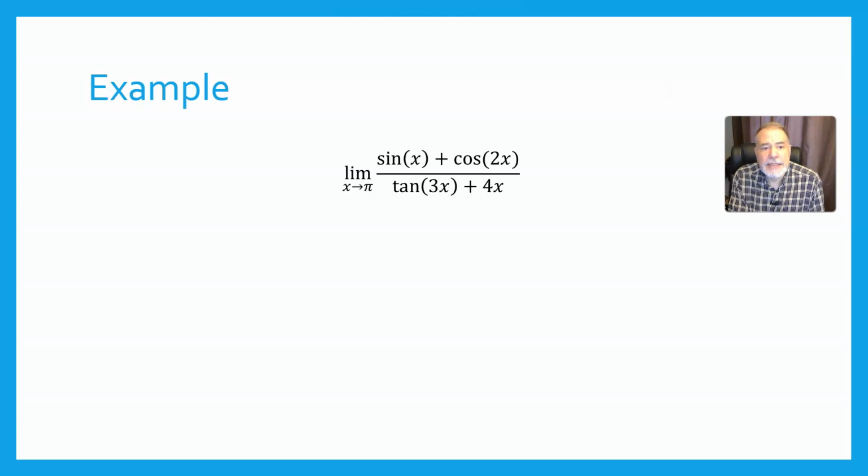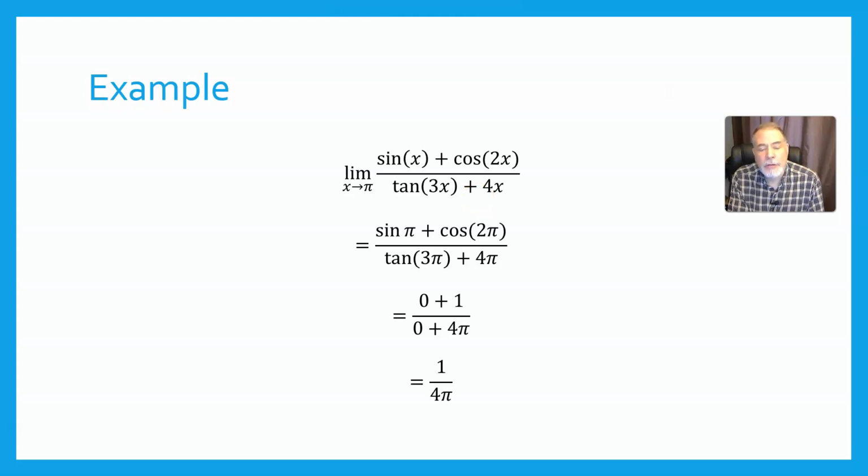And the limit as x approaches pi of (sine of x plus cosine of 2x) over (tangent of 3x plus 4x) would be the sine of pi plus the cosine of 2 pi over the tangent of 3 pi plus 4 pi. And that would be 0 plus 1 on top over 0 plus 4 pi on the bottom, so 1 over 4 pi.